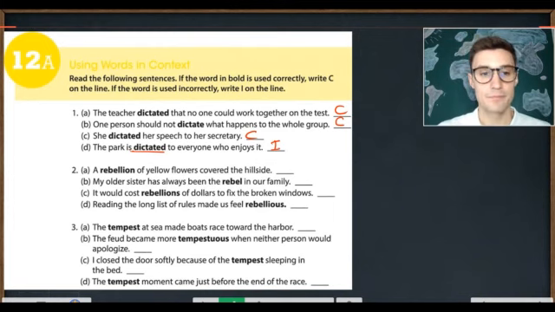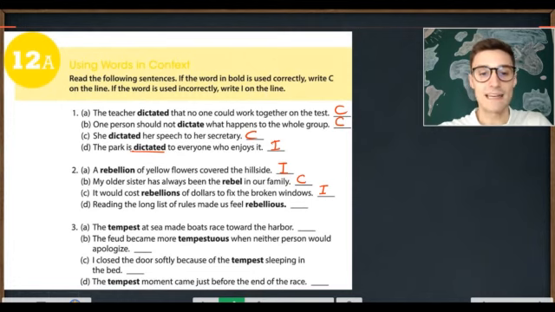Number 2A. A rebellion of yellow flowers covered the hillside. Rebellion. Incorrect. B. My older sister has always been the rebel in our family. Correct. Your older sister can be the rebel. She does not do what she is told. C. It would cost rebellions of dollars to fix the broken windows. Incorrect. Maybe it will cost millions of dollars, but not rebellions.